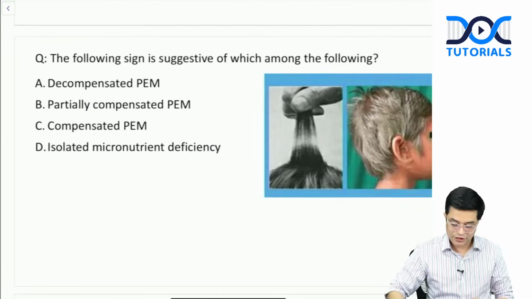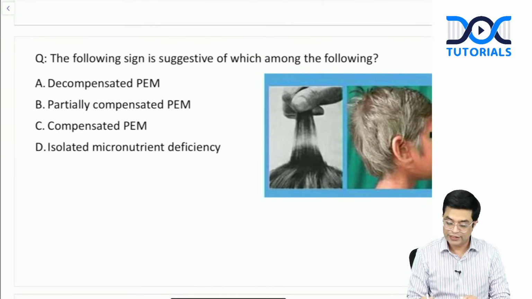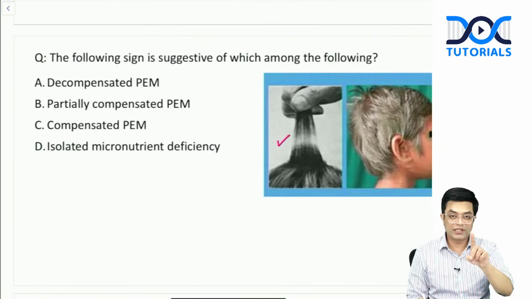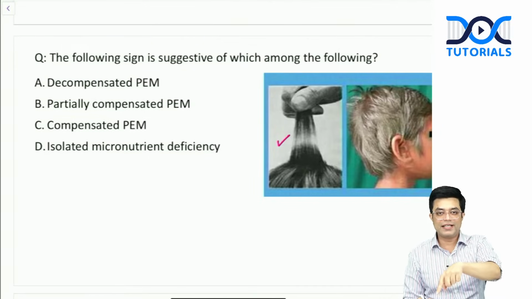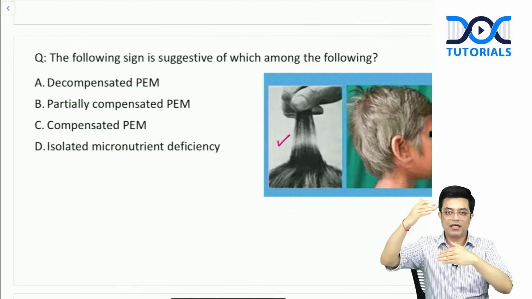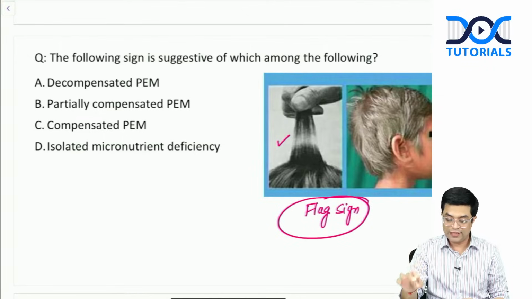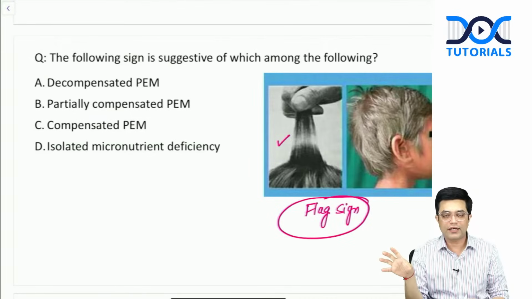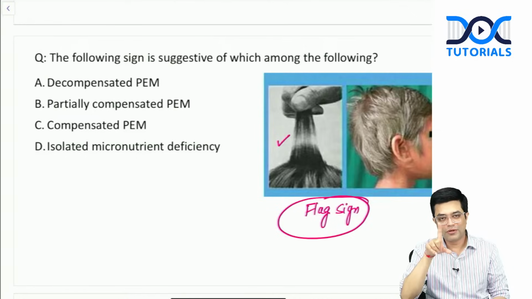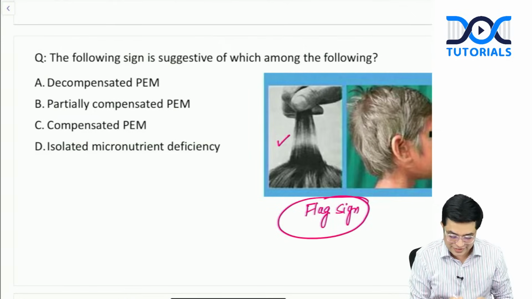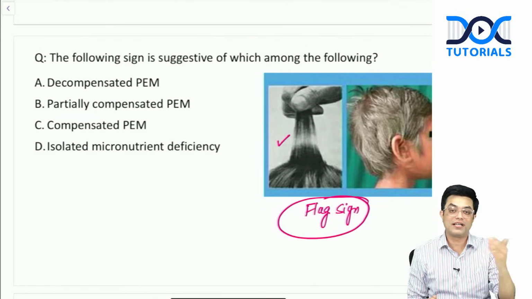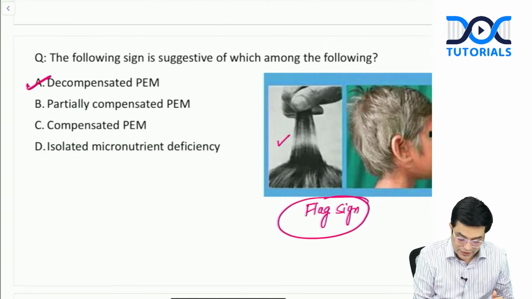Excellent. Next question. The following sign is suggestive of which among the following? ये क्या है? Remember मैंने बोला था alternate areas of pigmented and depigmented hair. कभी पिगमेंट बना नहीं बना, that is known as flag sign. तो ये फोटो आ सकता है एग्जाम में. This can be asked as a visual in the paper. Flag sign जैसा लगता है, salt and pepper look. जॉर्ज क्लूनी के सिर में हो तो अच्छा लगता है, but बच्चे के सिर में हो तो वो क्वेश्योरकर का साइन होता है. So flag sign is seen in Kwashiorkor. क्वेश्योरकर का अदर नेम क्या है? Decompensated PEM, and that is the answer.